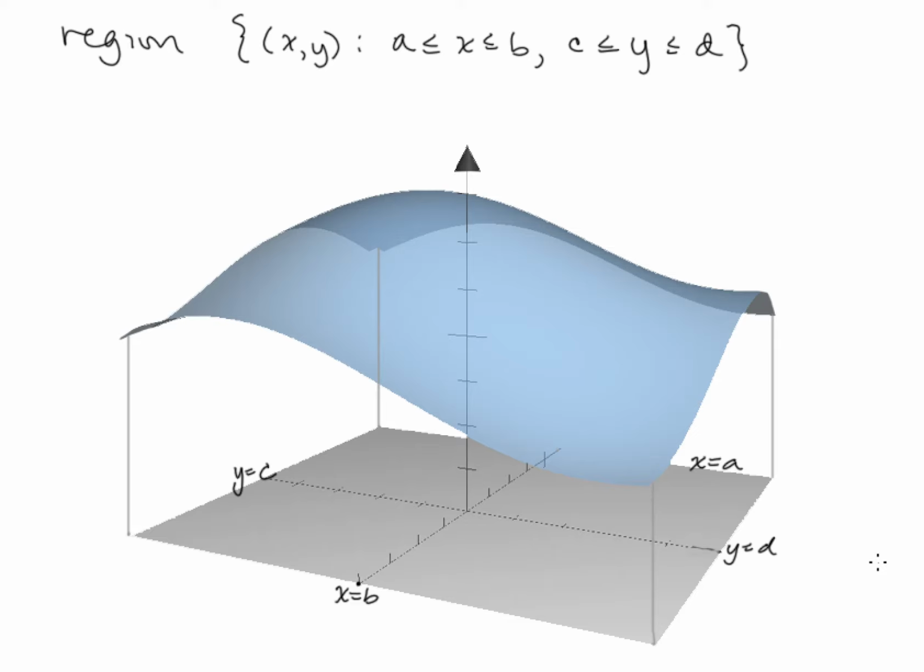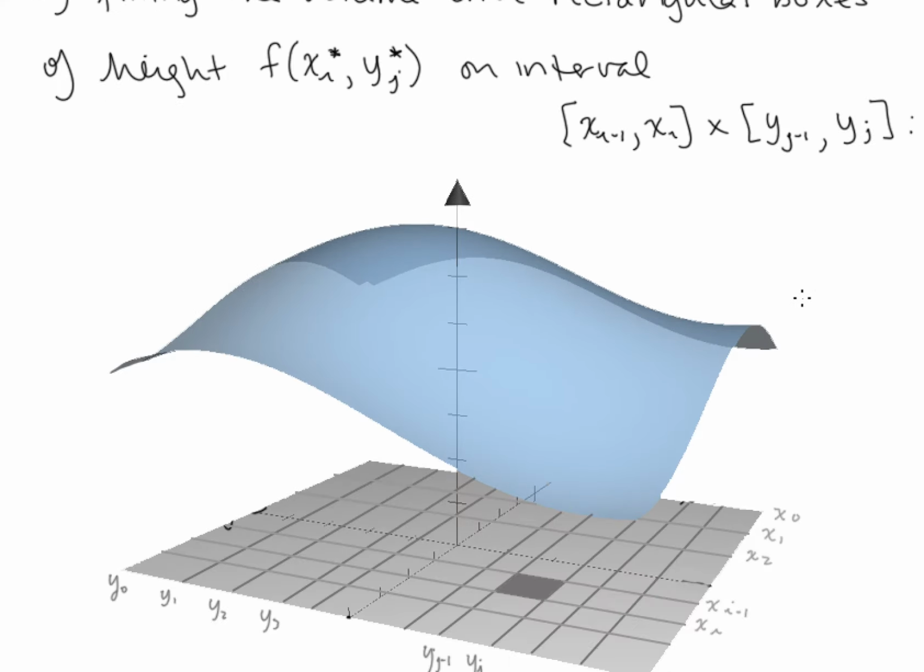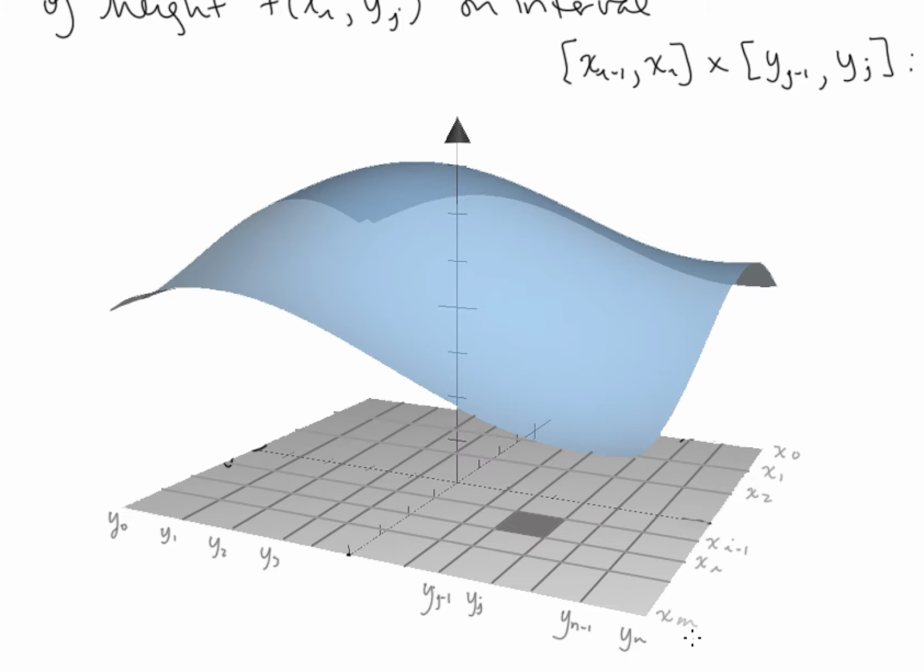So we want to make a similar approximation. Instead of using rectangles, now we're going to use rectangular boxes and take the limit as the length and width of those boxes goes to 0. So we start by partitioning the intervals [a, b] and [c, d]. And so that'll look like this on our domain.